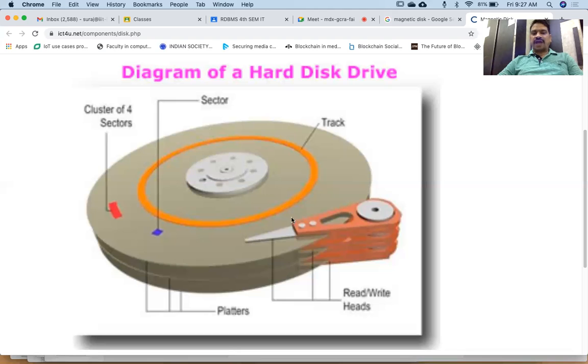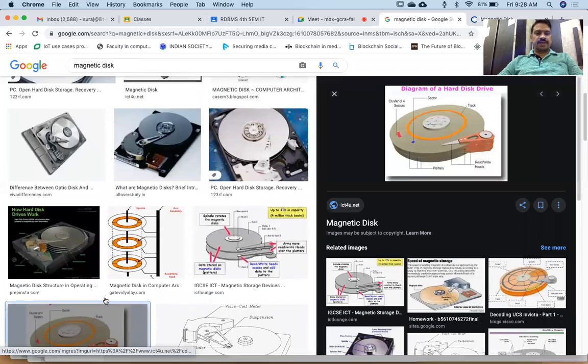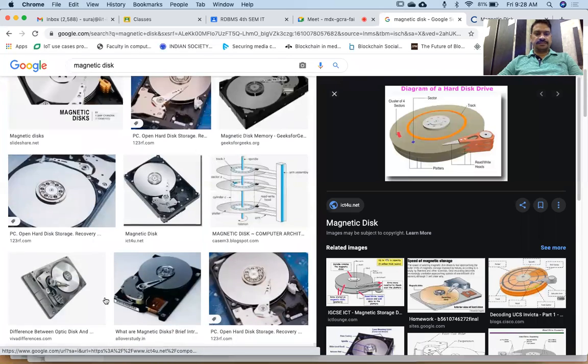So you have a track, and the track is divided into sectors. Your whole platter is divided into a number of tracks. You have the read write heads, which have linear motion, and the disk goes in circular motion, so that the read write head can reach each and every part of the disk by two motions. Okay, let's see some more different parts of the magnetic disk and try to understand it.